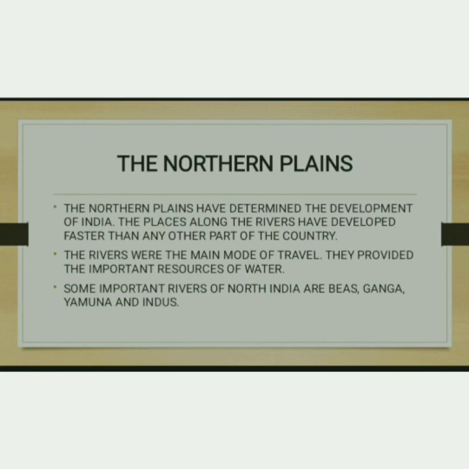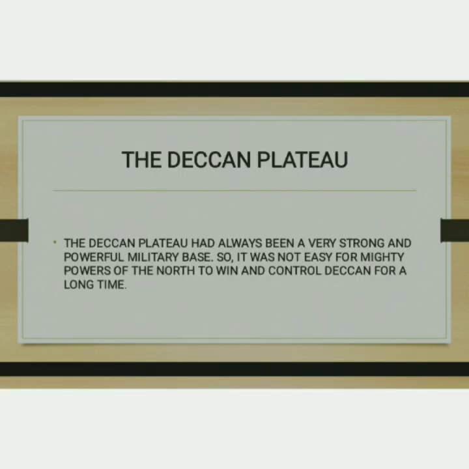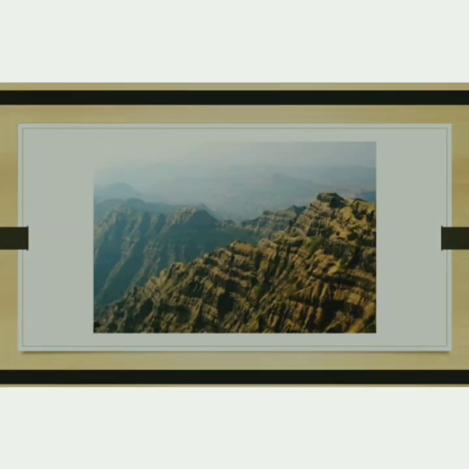The northern plains. The northern plains have determined the development of India. The places along the rivers have developed faster than any other part of the country. Rivers were the main mode of travel. They provided the important resource of water and made the areas around them highly fertile. As a result, agriculture became prosperous near the banks of the rivers, and even trade could easily flourish near the rivers. Some important rivers of North India are Beas, Ganga, Yamuna, and Indus.